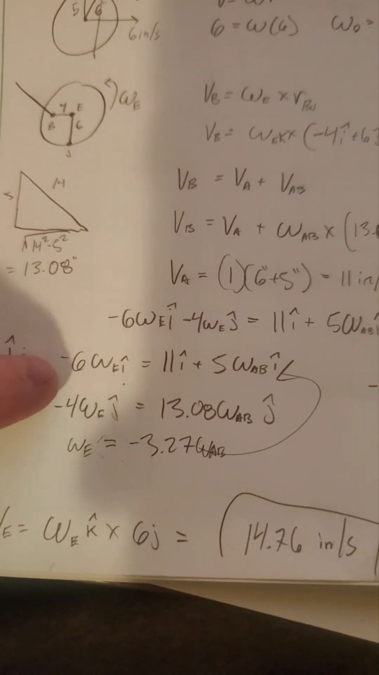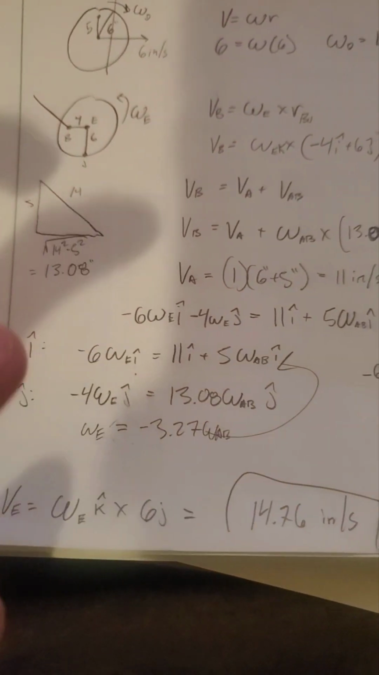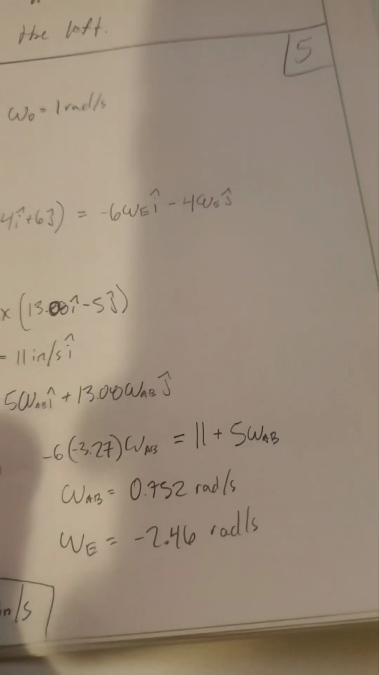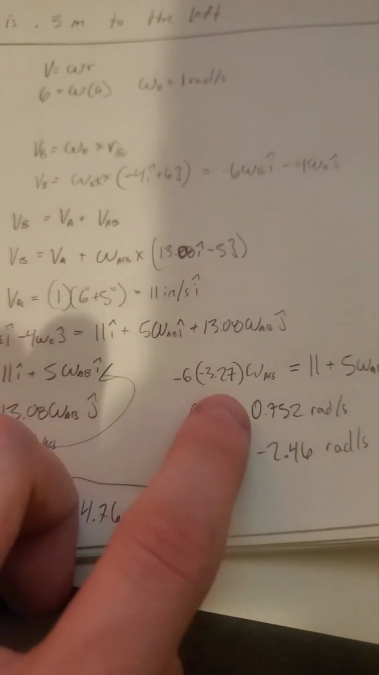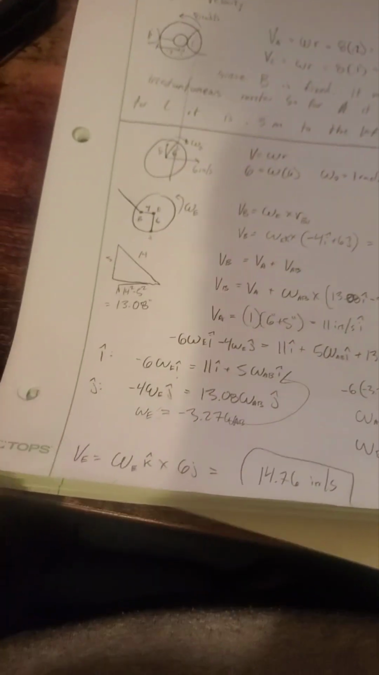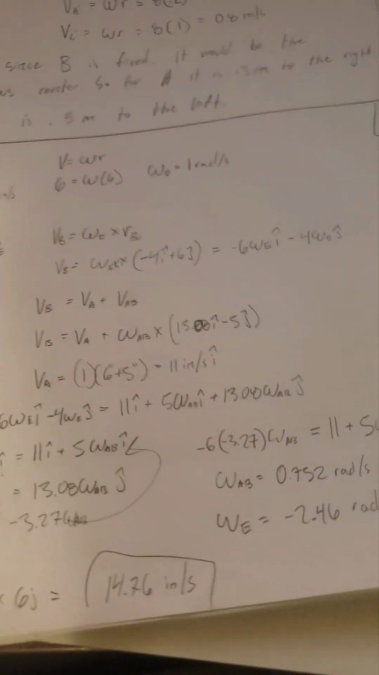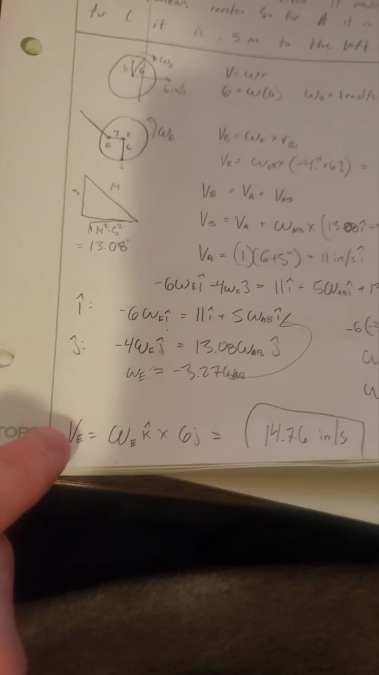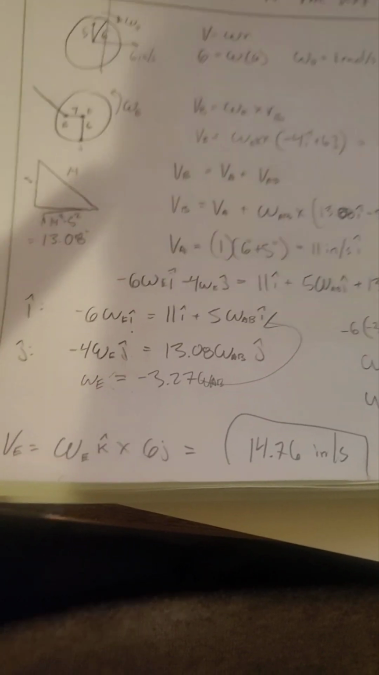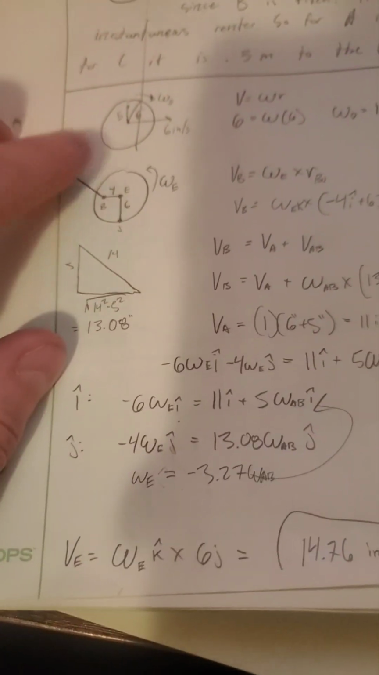So yeah, basically I just separated it into components, solve for omega E in terms of omega, the bar AB. Plugged them into each other. You can plug this one back into that equation, solve for that, and then you just have to do the cross product one last time to solve for the velocity at E, that location in the middle. And yeah, that'll give you the rotation of, or how fast that entire circle is moving.